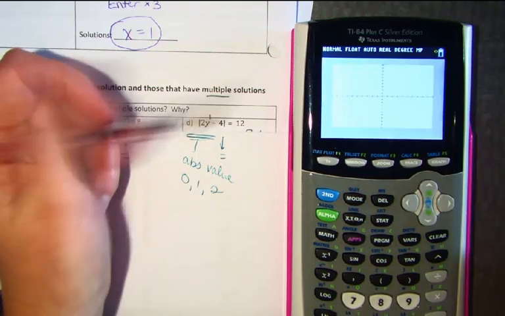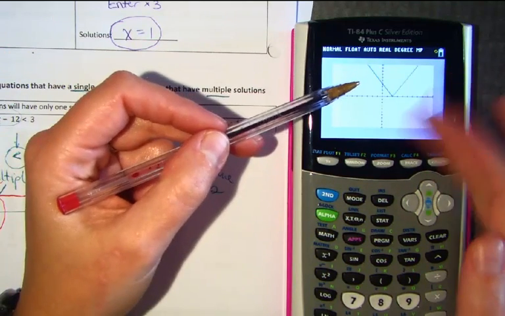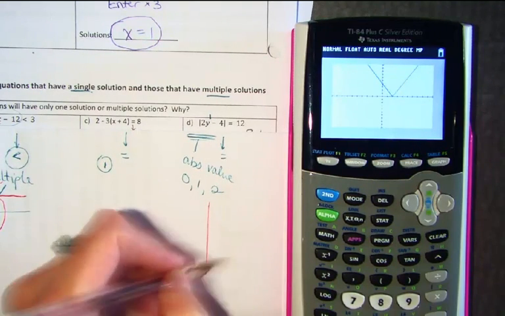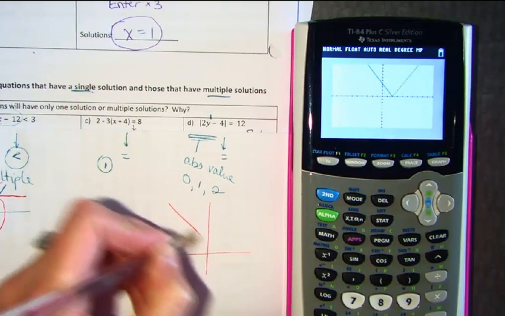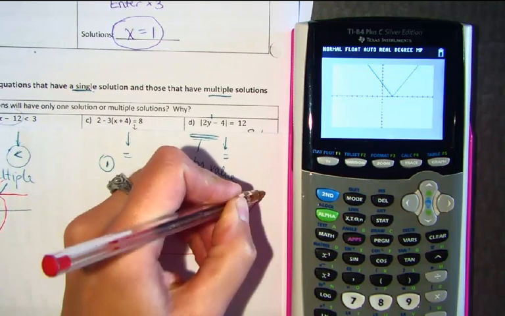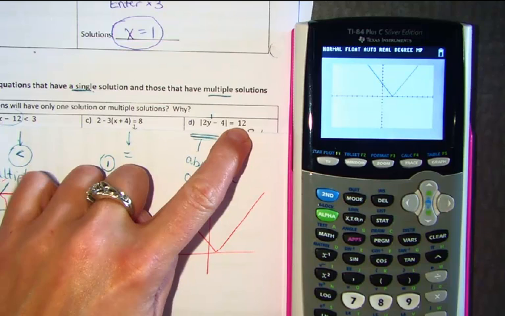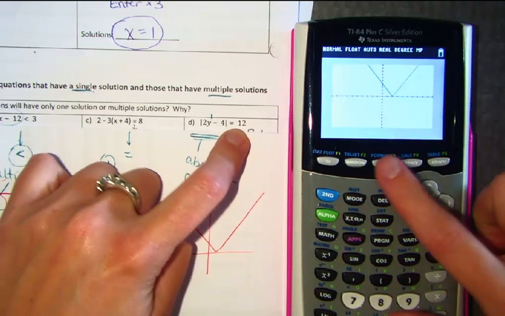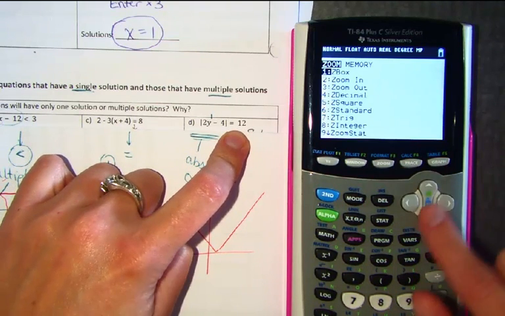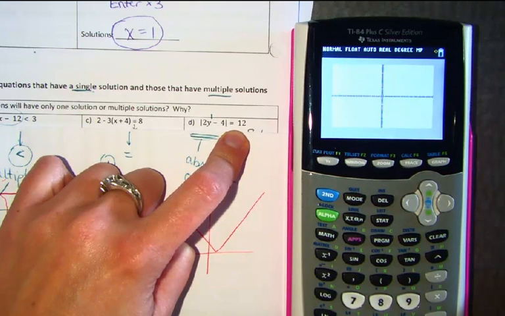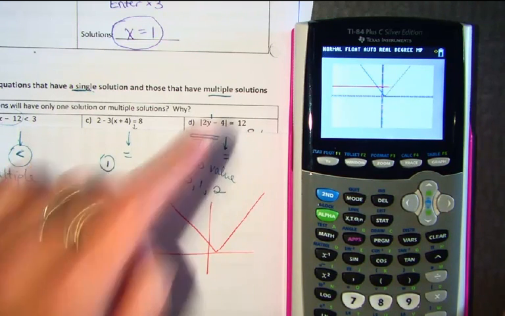When I go look at the graph, I see that V shape, absolute value. That makes sense. I was expecting to see that. So here's that V shape absolute value graph. Now what I'm not seeing is the line up here at 12. So I'm going to zoom out again. Zoom out and hit enter. Now I see that line.